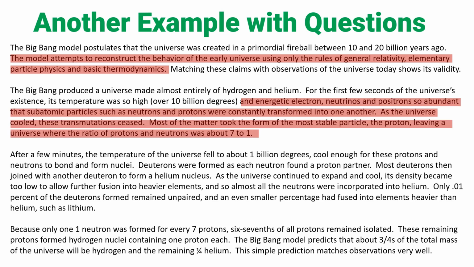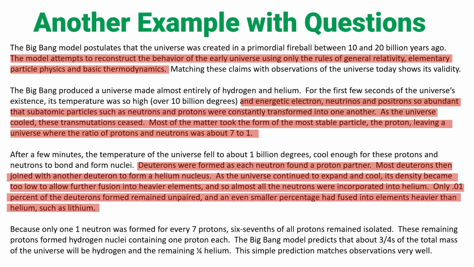All right, next paragraph. After a few minutes, the temperature of the universe fell. I understand that, to about 1 billion degrees. Cool enough for these protons and neutrons to bond and form nuclei. Deuterons were formed. Okay, I'm not understanding any of that. I understand most of the first half of the first sentence. Okay, got it. This universe starts to cool down.